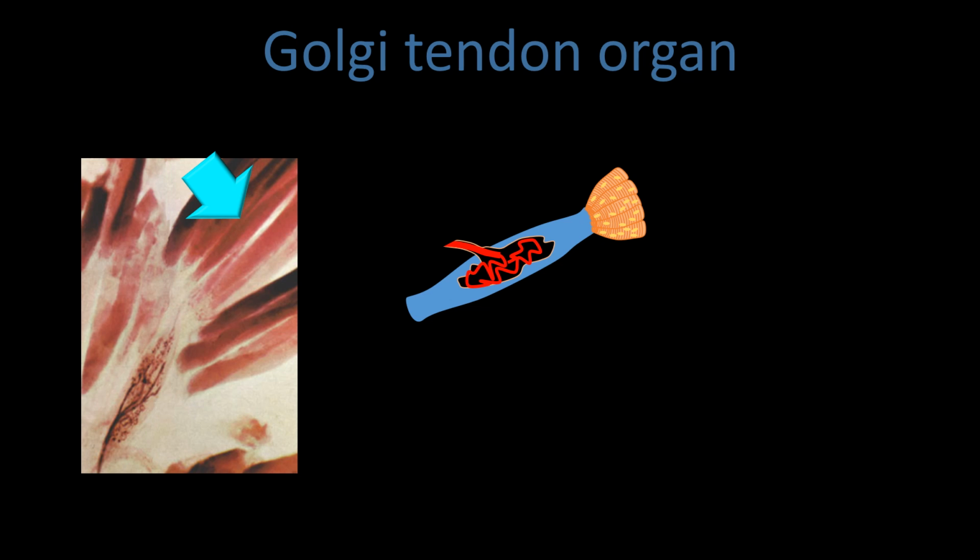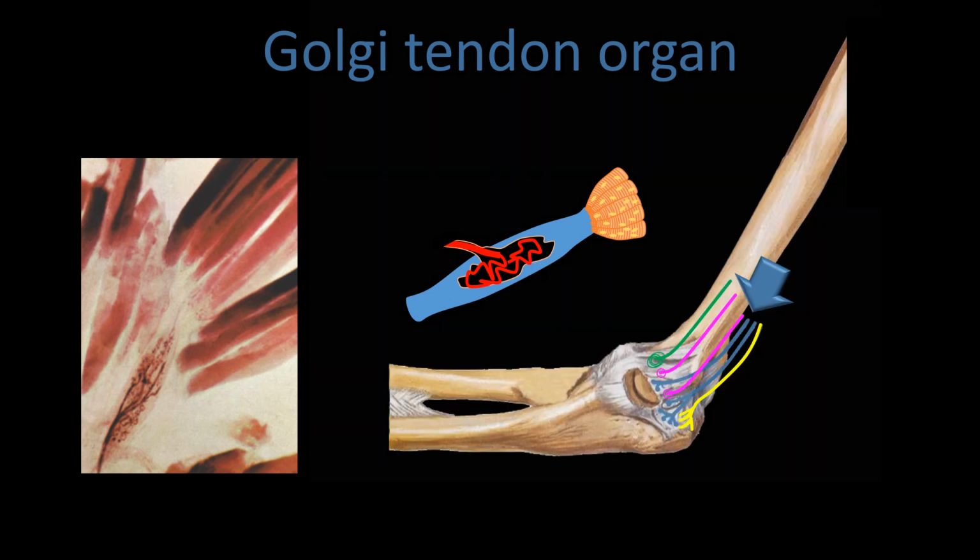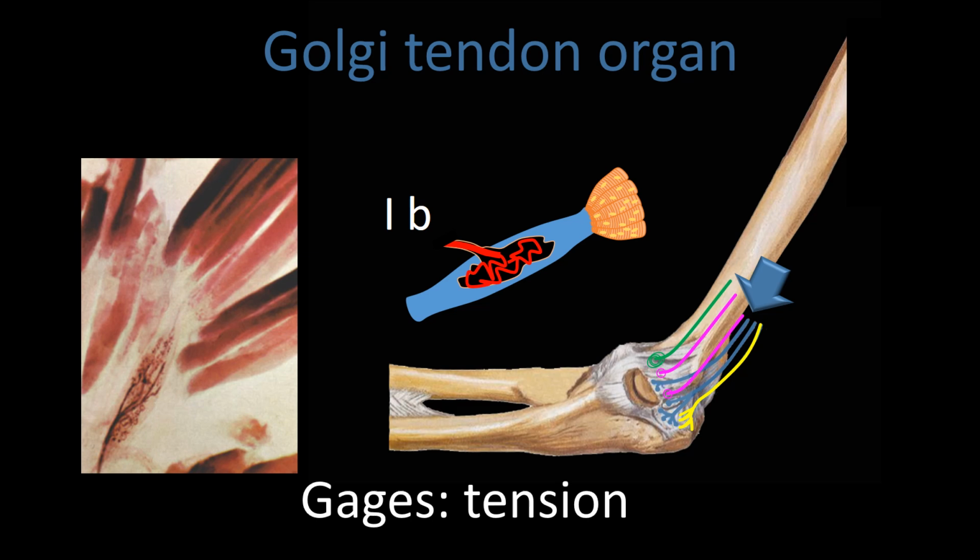Just above, you see several muscle fibers. The nerve fibers carrying information from these organs are classified using a numerical system, unlike those from the skin that are classified using a letter system. They are labeled 1B fibers. The Golgi tendon organ gauges intramuscular tension.